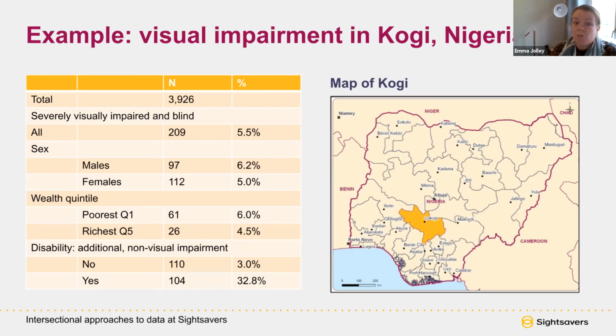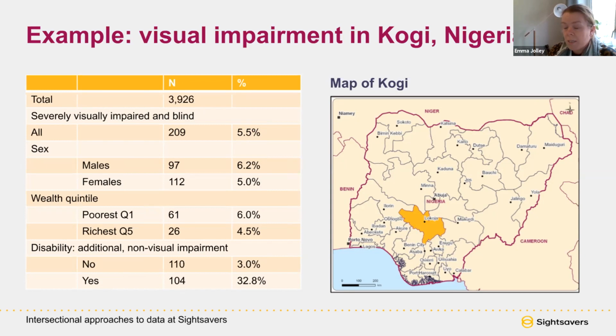Now, at Sightsavers, we conduct regular monitoring of population level coverage of services. And this slide shows some of the factors associated with severe visual impairment and blindness from a survey we did in Kogi in Nigeria towards the end of 2019. And I know we've got some colleagues from the Nigeria office on the call. As part of this survey, we surveyed around 4,000 people aged over 50 years, and we found an overall prevalence of severe visual impairment and blindness to be about 5.5%, so slightly more than 1 in 20 people.